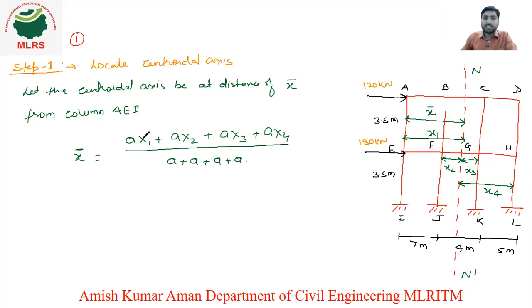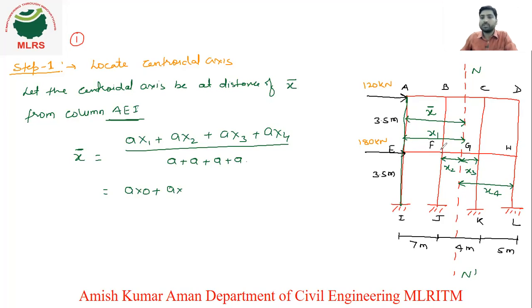Now what is this capital x1, x2, x3, x4? Here we have taken a small x1. So capital x1, x2, x3, x4 is the distance of that column from the reference point. Which is the reference point? Here we have taken this AEI column. You can see here I have written from column AEI. So this AEI column is your reference point, right? So what will be the distance of this AEI column from this point only? It will be 0. So a into 0 plus a into x2. x2 means the distance of this reference point from the second column.